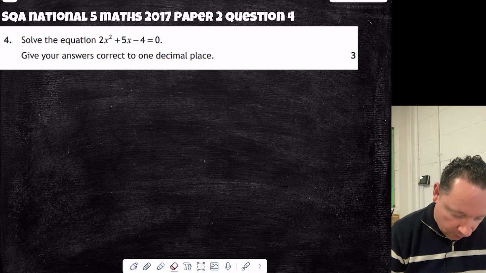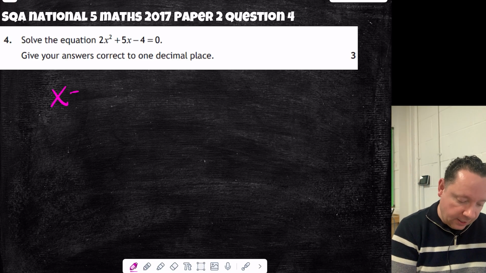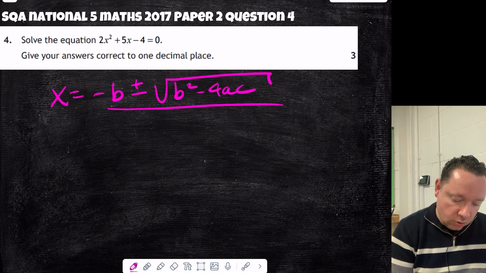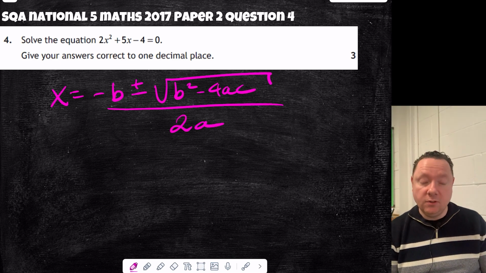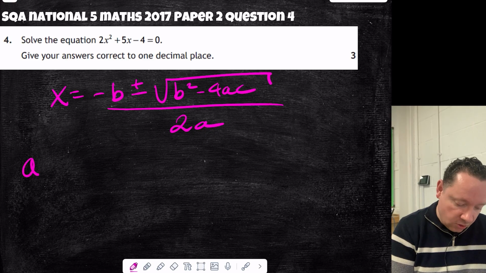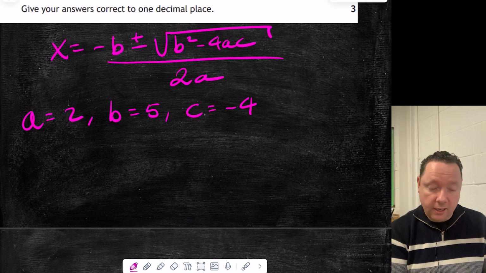So if you've got a quadratic to solve, you check the start of the exam paper, and it says x equals minus b plus or minus the square root of b squared minus 4ac, all over 2a. So a, b and c are the numbers in front of x squared, x and then the last number. So taking a note of them, a is 2 because it's 2x squared, b is 5 because it's 5x, and c is negative 4. So just being careful to substitute properly in.